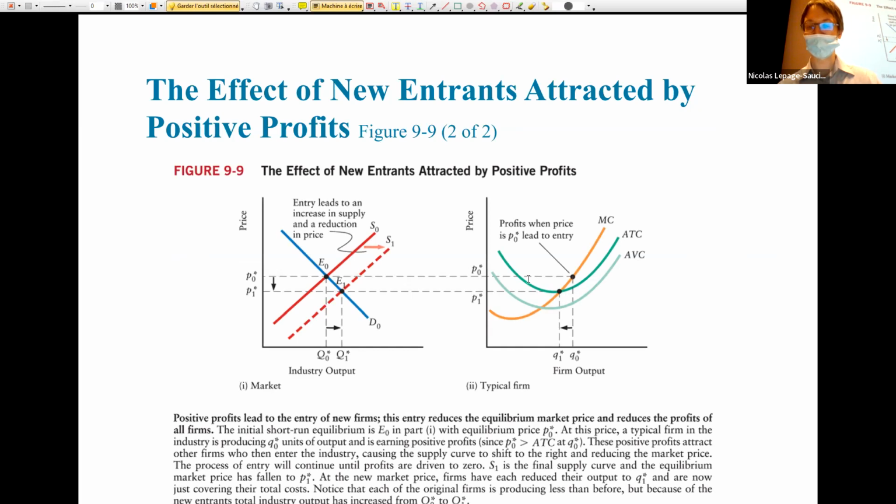If we start at P0, P0 is above the average total cost, so we make profit. Firms enter the market. That shifts the supply curve to the right. And then at the new equilibrium, you see that the market price is lower. One neat thing to note is the difference between the equilibrium E0 and E1.